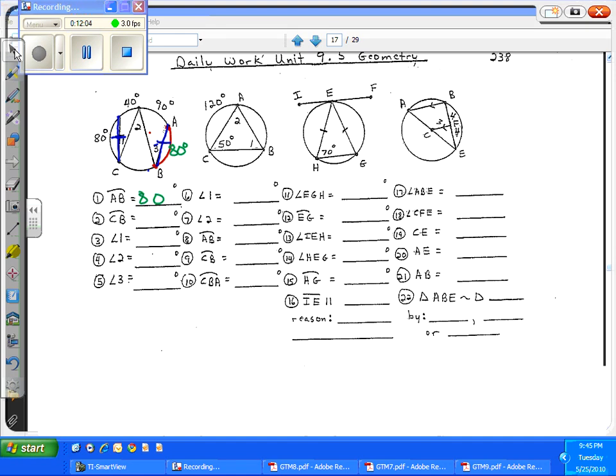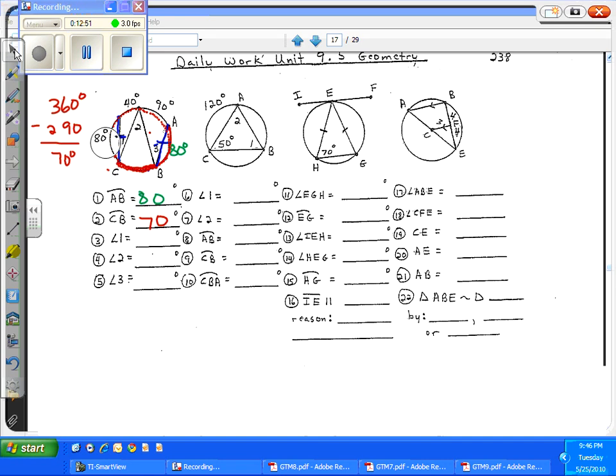CB. Arc CB is the only thing not marked. A circle's 360 degrees. So if we add everything up but that, 80 plus 40 is 120, plus 90 is 210, plus 80 is 290. Subtract and you get 70 degrees for arc CB. A circle's 360 degrees. So far we've used equal chords have equal arcs, and we've used that a circle's 360 degrees.